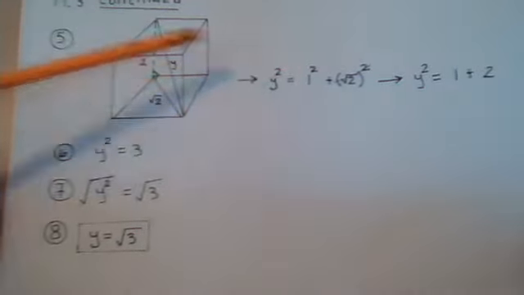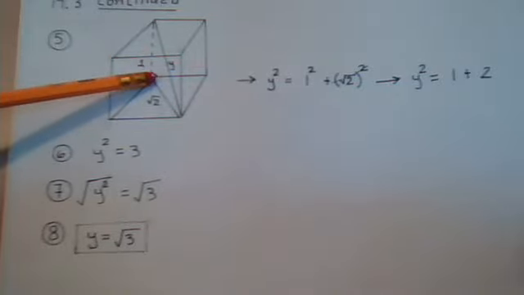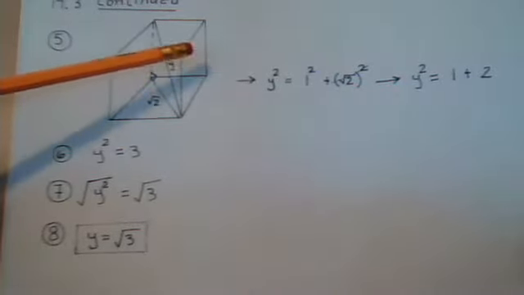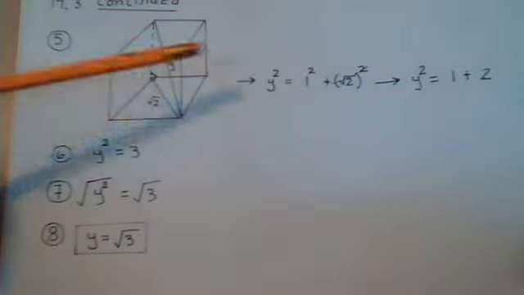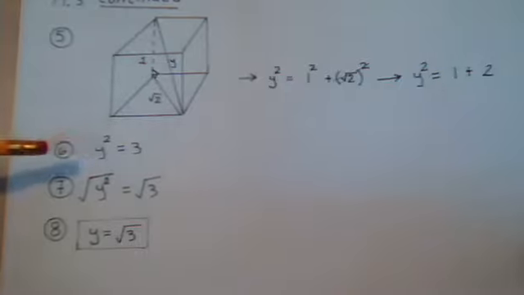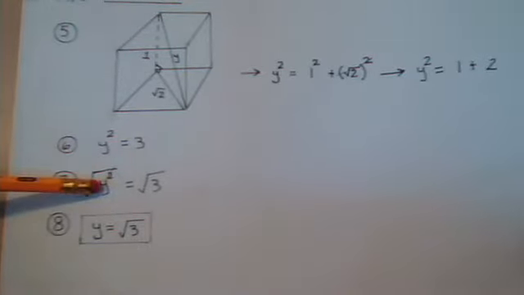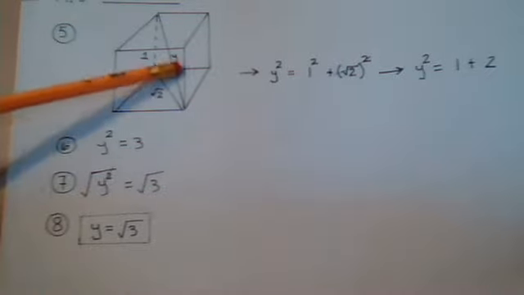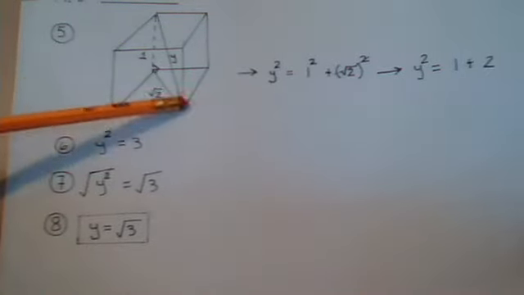This time the y is acting like the c. Remember, the c is always opposite the 90 in the Pythagorean theorem. So it takes the place of the c. Here's the y. 1 and square root of 2 are going to be the a and the b. Simplify. Run through your formula. Keep simplifying. And we have y equaling square root of 3. So this y is square root of 3.